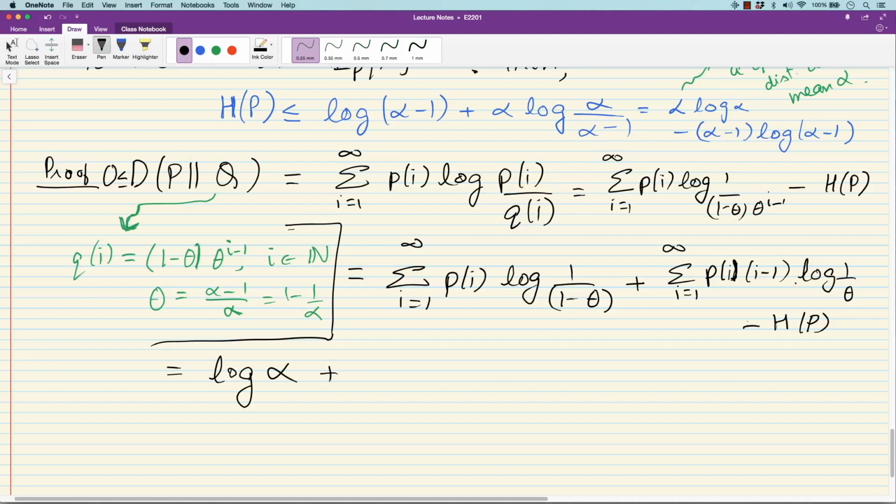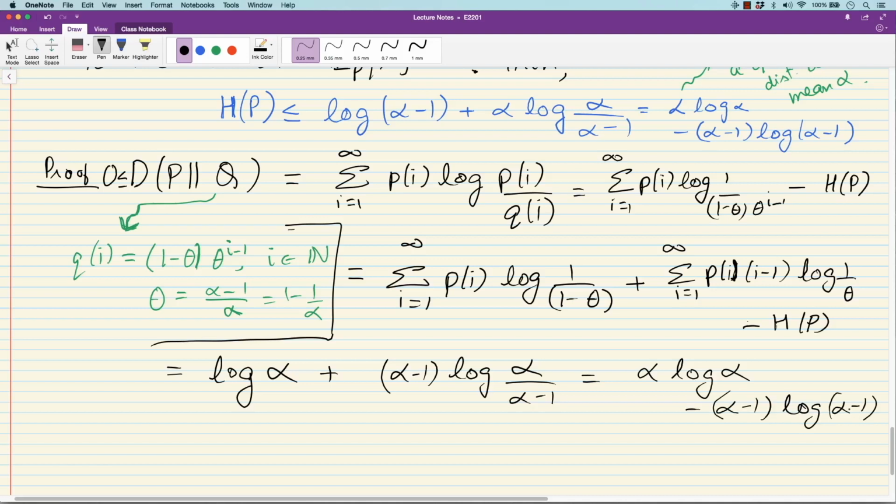And what about this guy here? So 1 by theta is alpha by alpha minus 1. So log alpha by alpha minus 1. And expected value of I minus 1, so that's alpha minus 1. Okay. So if you expand this, you can see this looks like alpha log alpha, alpha log alpha, and this minus cancels with this one, minus alpha minus 1 log alpha minus 1. Okay, this is exactly the entropy of the geometric distribution. So in conclusion, this guy is non-negative with equality if and only if P equals Q, the geometric distribution.